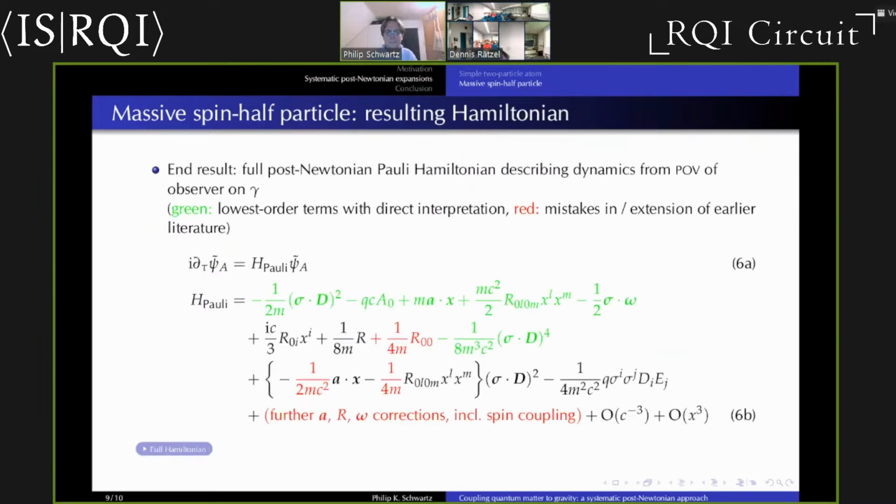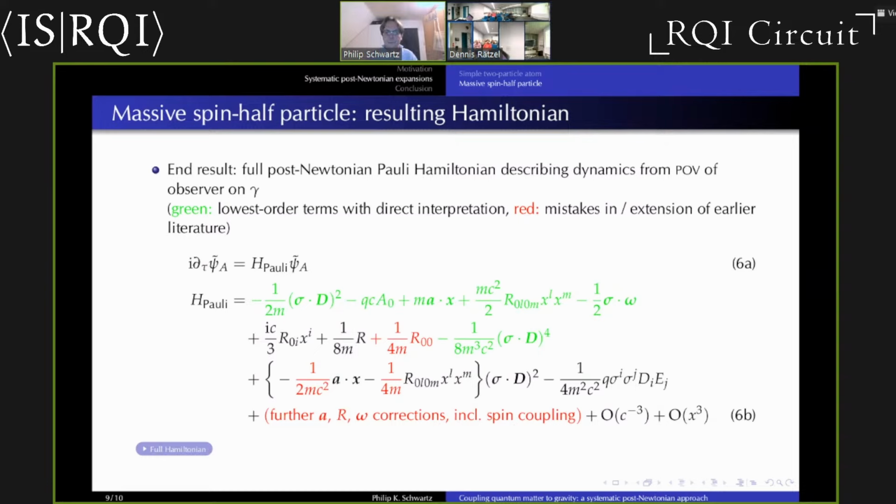And well, the main result in the end is a full post-Newtonian Pauli Hamiltonian describing this particle from the point of view of this world line, and the first few terms look like that. So we have the standard kinetic term with the coupling to the electromagnetic field in the capital D. Also the electric potential is there. We have a Newtonian potential term with acceleration and with a tidal force term. We have a coupling of spin to the angular momentum of the frame. We have the special relativistic correction to kinetic energy. And then we have some curvature corrections, more acceleration corrections, and a lot more corrections that I did not write down here, because you don't really learn anything from staring at it, in my point of view.